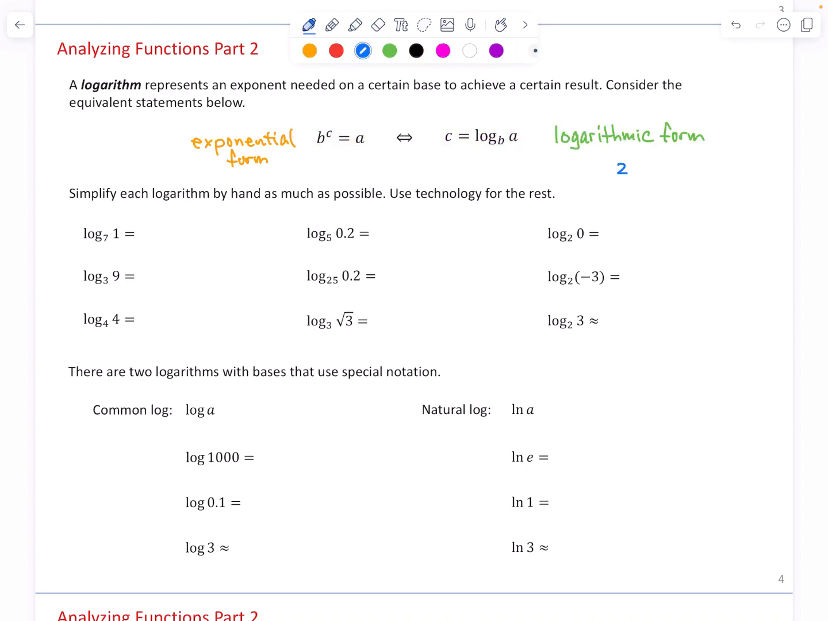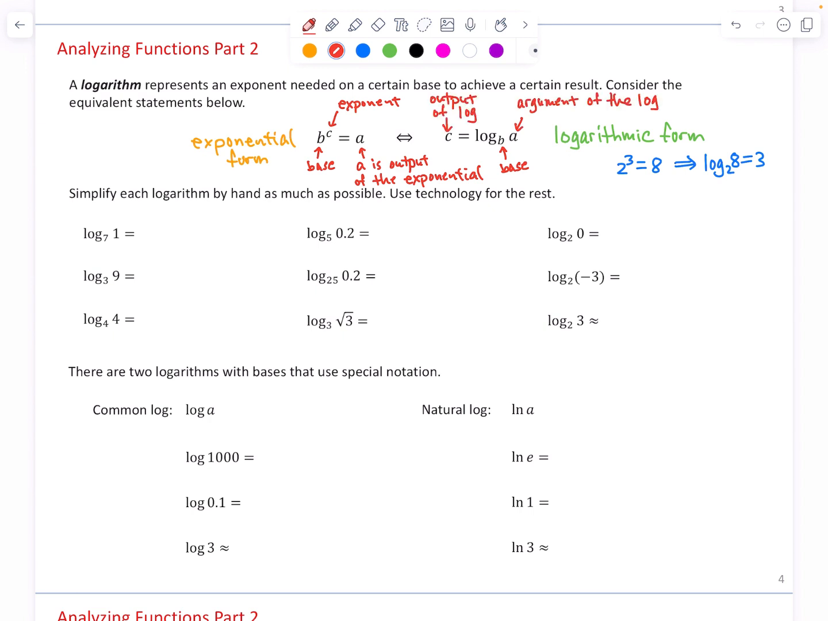For example, we know that 2 cubed is 8. In log form, we would say that log base 2 of 8 is 3. This logarithm represents the exponent needed on 2 to produce 8, and that exponent is 3. The b is called the base, the c is called the exponent, and in this context, a is the output or the result of the exponential. In logarithmic form, we still call this b the base. We call the a the argument of the log, and c we'll call the output of the log. Now this c is an exponent because in the exponential form, it has the role of being the exponent on the base b. Now in both forms, b must be positive but not 1. The c can be any real number, but the a must be positive.